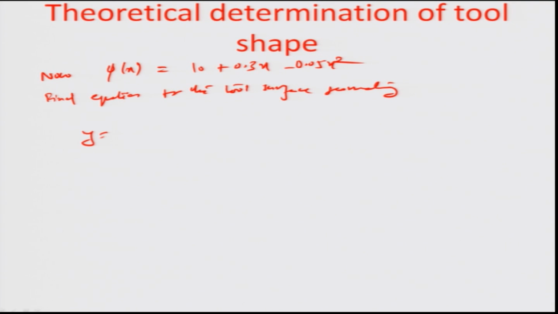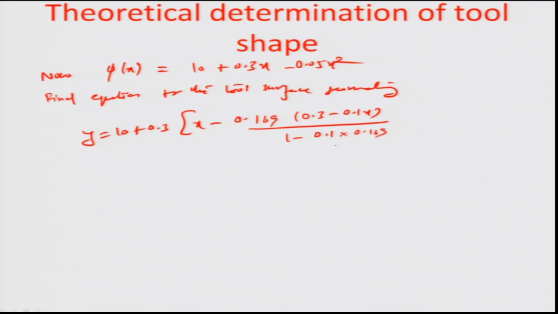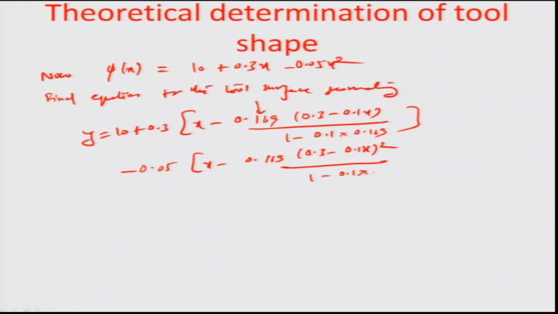The final equation for the tool surface geometry is found by y equal to 10 plus 0.3 times of (x minus 0.169, that is the lambda by f, times of 0.3 minus 0.1 x) divided by (1 minus 0.1 times of 0.169), and this is the converted value of the x coordinate on the tool side given the functional relationship on the workpiece side, minus 0.05 times of (x minus 0.169 times of 0.3 minus 0.1 x) whole square divided by (1 minus 0.1 times of 0.169), and minus the 0.169 lambda by f term.